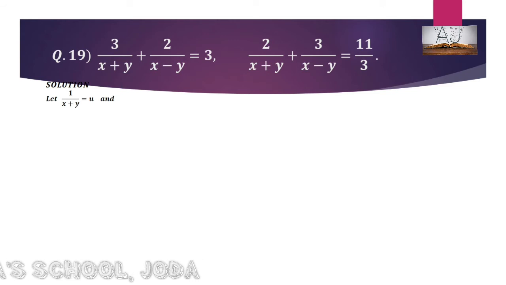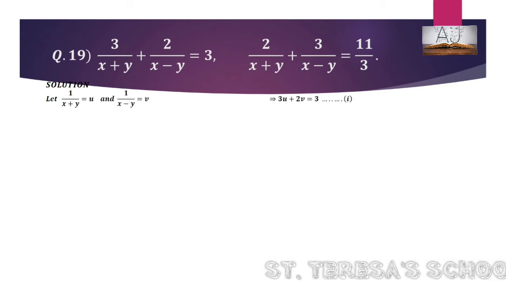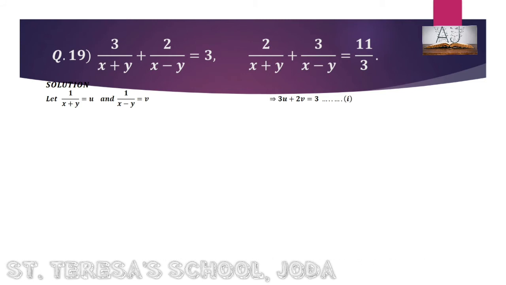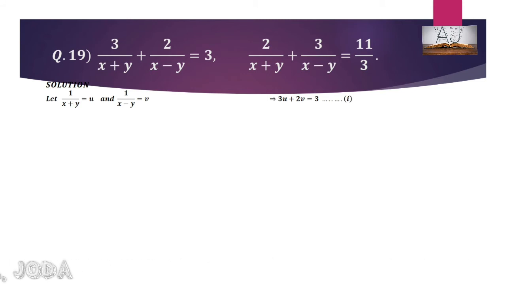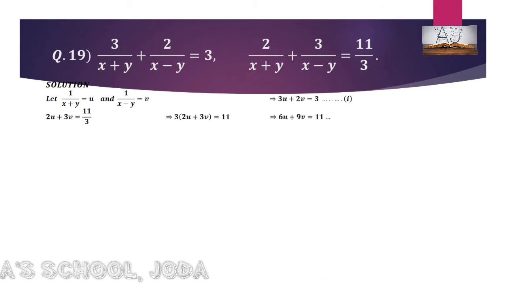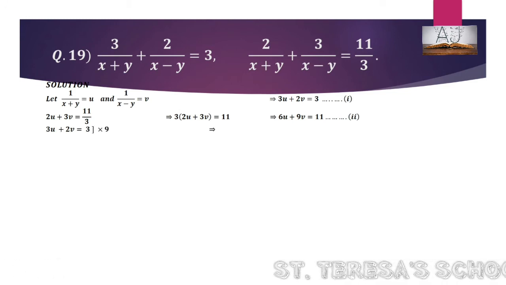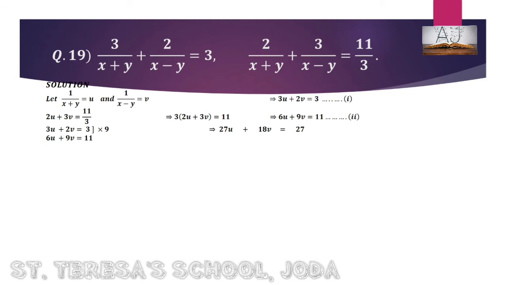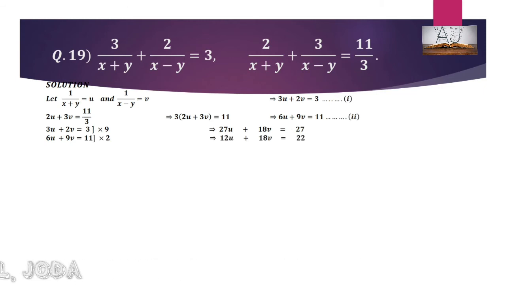In this question, since x plus y and x minus y are in the denominator, let us assume 1 by x plus y is equal to u and 1 by x minus y is equal to v. So the first equation becomes 3u plus 2v equal to 3, and similarly the second equation becomes 2u plus 3v equal to 11 by 3. Let us cross multiply and simplify it further.